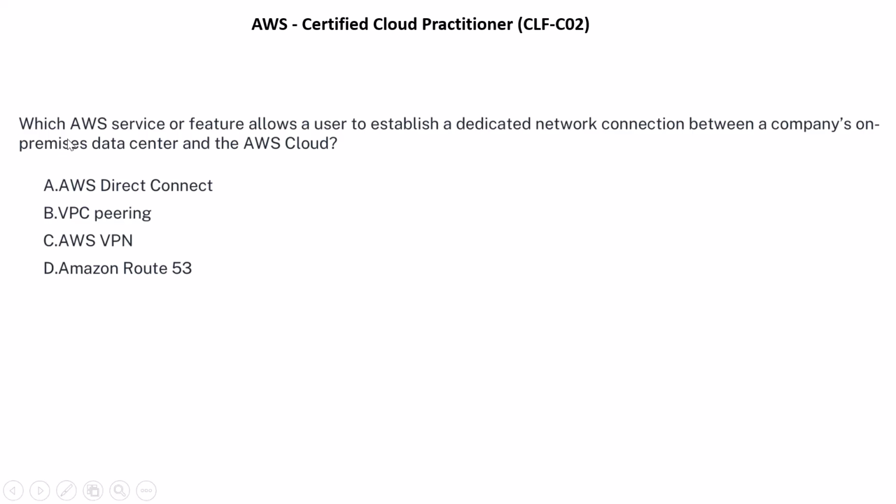Our first question is, which AWS service or feature allows a user to establish a dedicated network connection between a company's on-premises data center and the AWS cloud? Options are Option A, AWS Direct Connect. Option B, VPC peering. Option C, AWS VPN. Option D, Amazon Route 53.